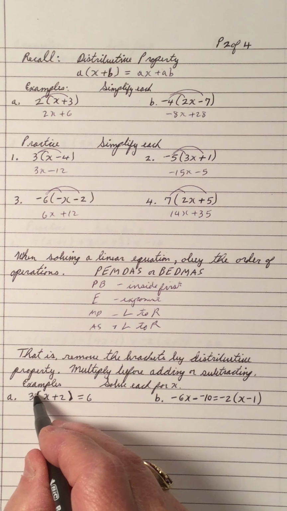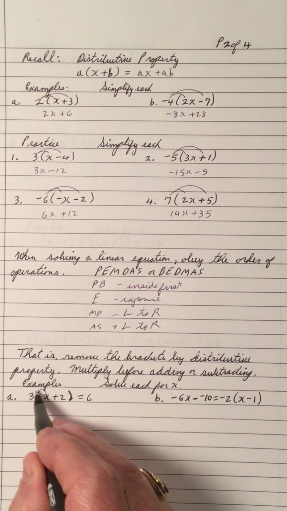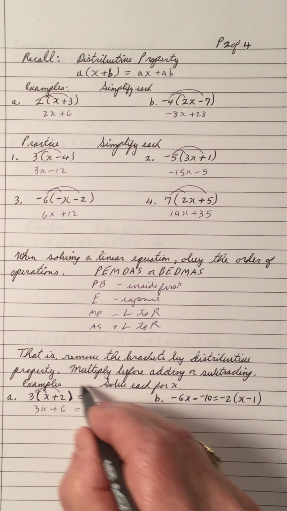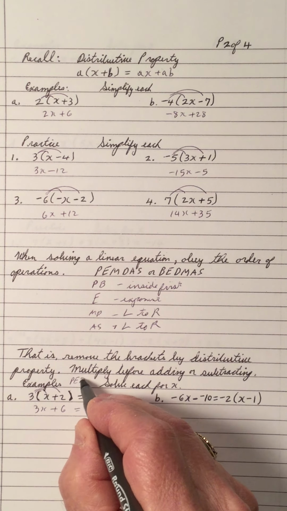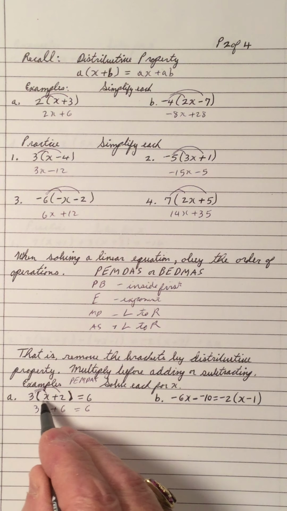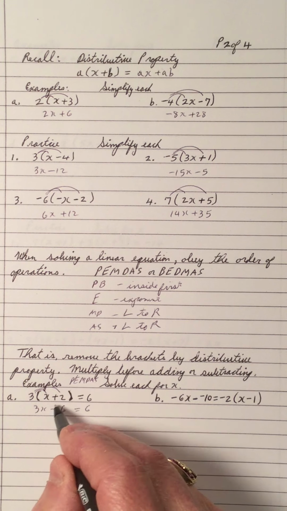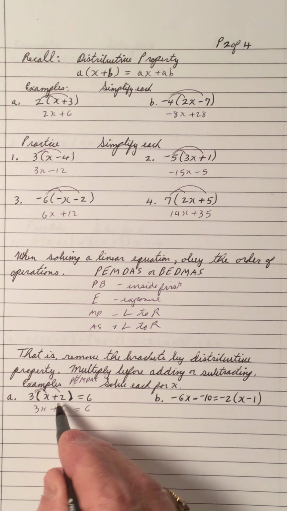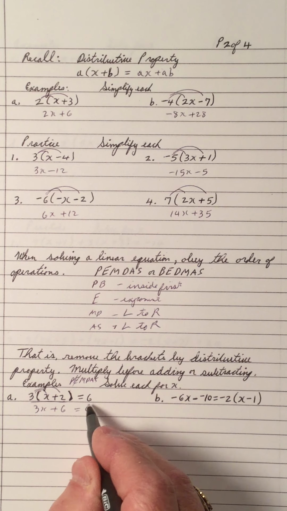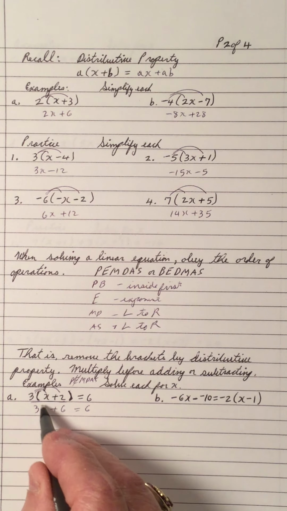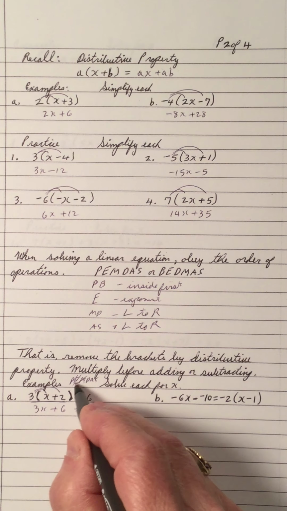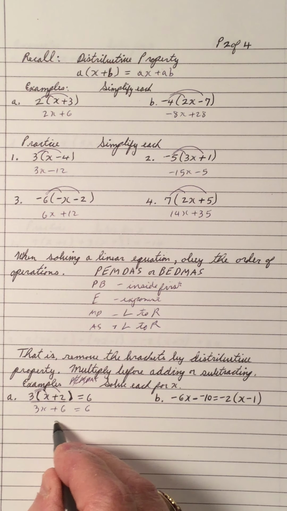First one, 3 times x, 3x. 3 times 2, 6. So when we do PEMDAS, just to make sure, the inside of the brackets can't be added, so that's done. There's no exponents, so that's done. So we're going to multiply this first before we deal with the 6. We multiplied 3 times x and 3 times 2. Now that's done. Now we'll add and subtract.